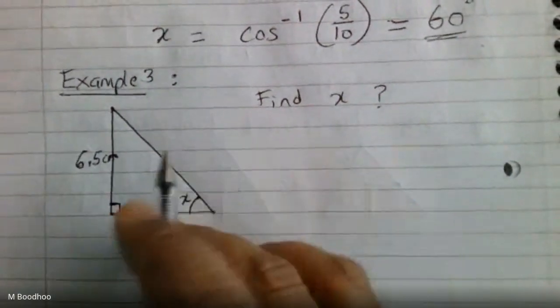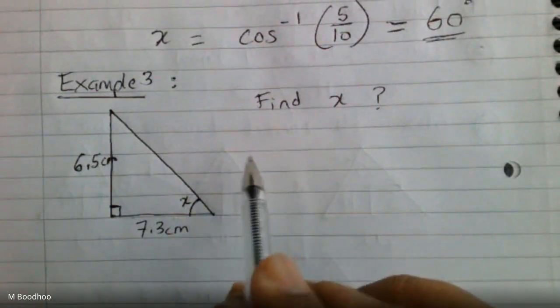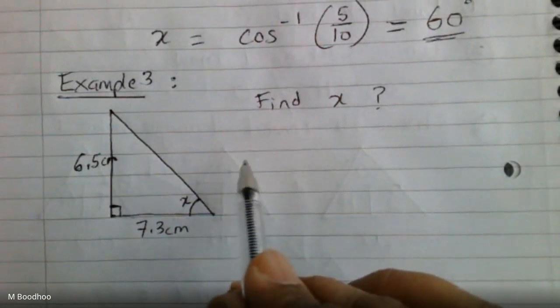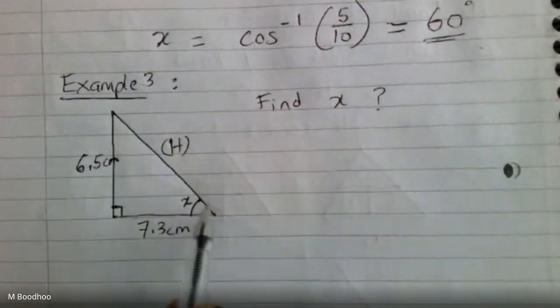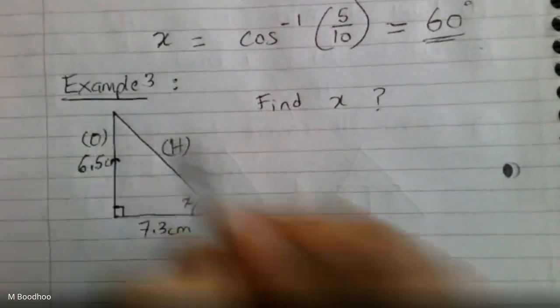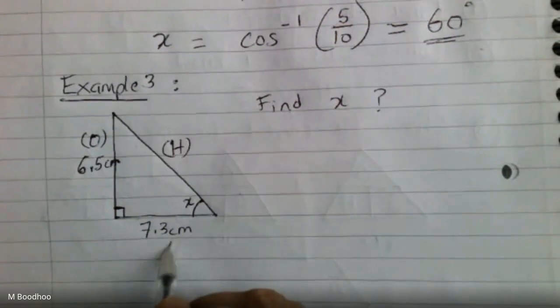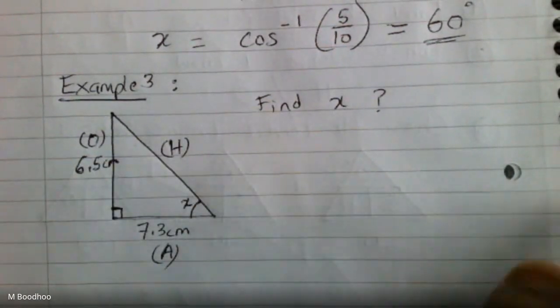Okay, let's go. The first thing you have to do, boys, is to label your sides. Don't forget about this. Now, I'm going to have H here. This is my longest side. Now, my angle of reference is here, so I'm going to write down this as my opposite side, and this is by default my adjacent side. Okay, I've labeled my triangle.